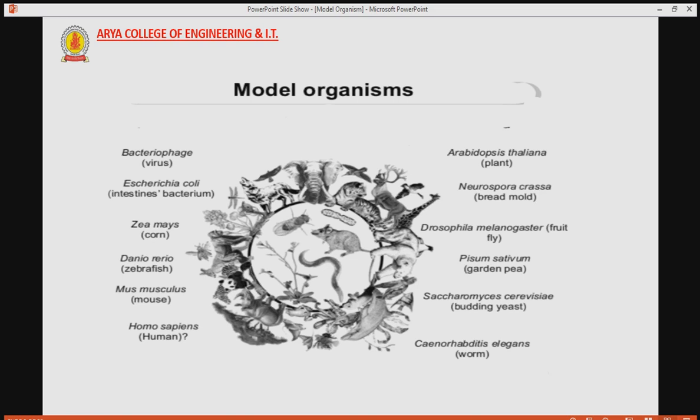Here are some examples of model organisms which play a vital role in the research field and which we have to study: Bacteriophage, Escherichia coli, Danio rerio, Mus musculus, Arabidopsis thaliana, Drosophila melanogaster, Saccharomyces cerevisiae, and Caenorhabditis elegans. These are the names of the model organisms which play a vital role in research by scientists.